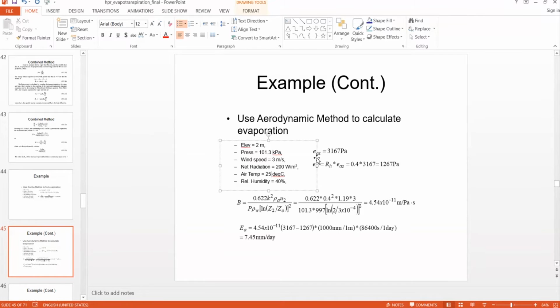We know the equation to calculate saturated vapor pressure at a given temperature. So ES is computed as 3167 Pascal, and we need to know the vapor pressure of the atmosphere, that is nothing but relative humidity into saturated vapor pressure. Relative humidity is given as 40%. Therefore EA is calculated as 1267. So all the quantities are known to use the aerodynamic method to calculate evaporation. Then evaporation is calculated as 7.45 millimeter per day.